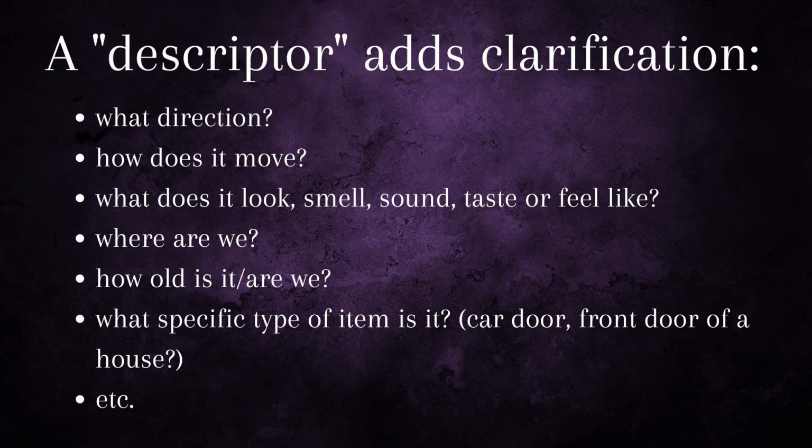But what are descriptors? I like to think of them as anything that adds clarity to the sentence. So descriptors can specify what direction things are moving in, how things are moving, what does something look, smell, sound, taste, or feel like? Where are we? How old is it or are we? What type of specific item is it? Is it a car door versus a front door of a house? And many others. Let's add more descriptors to the previous example sentence.